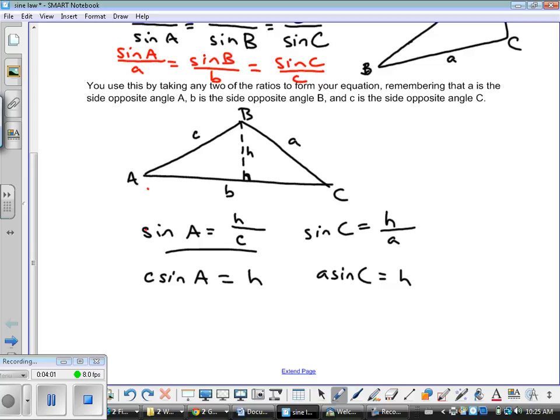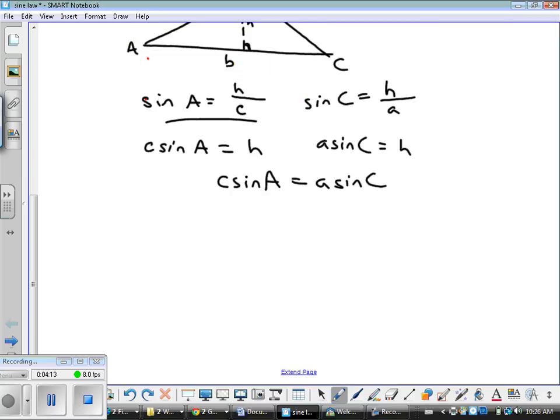Since that H is the same for both of them, we can use the transitive property here: C sine A equals A sine C. Then if you wanted it to look like the equation that we have there, divide both sides by sine C and by sine A.